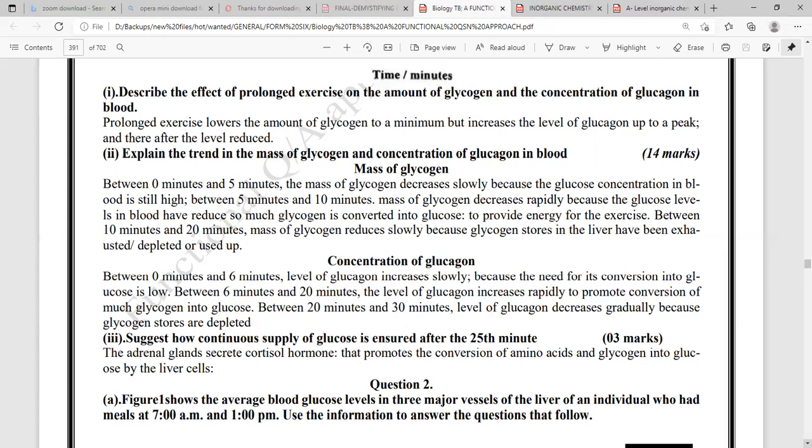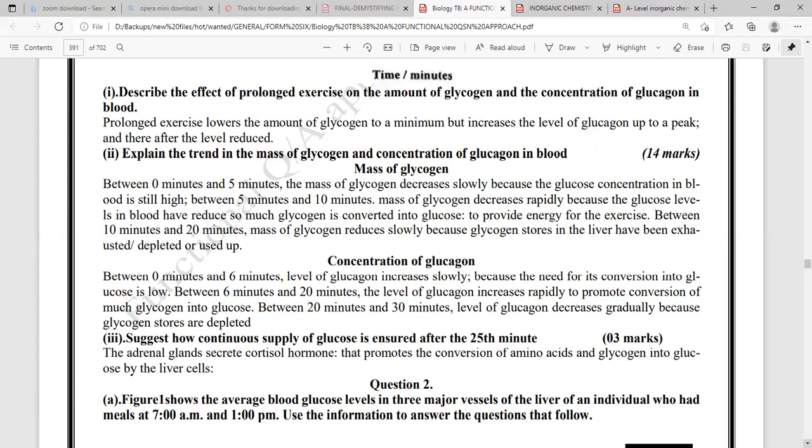Then between 10 minutes and 20 minutes, we are having the mass of glycogen reducing slowly because glycogen stores in the liver have been exhausted or depleted. The concentration of glucagon between 0 minutes and 6 minutes is increasing very slowly because the need for glycogen conversion to glucose is still low.